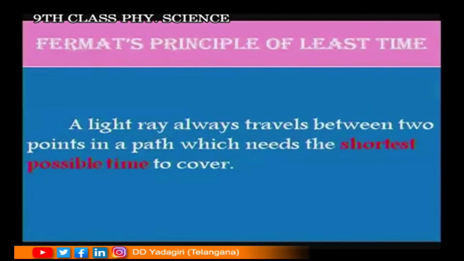The first basic principle of light is Fermat's principle of least time. Fermat's principle of least time says that a light ray always travels between 2 points in a path which needs the shortest possible time to cover.